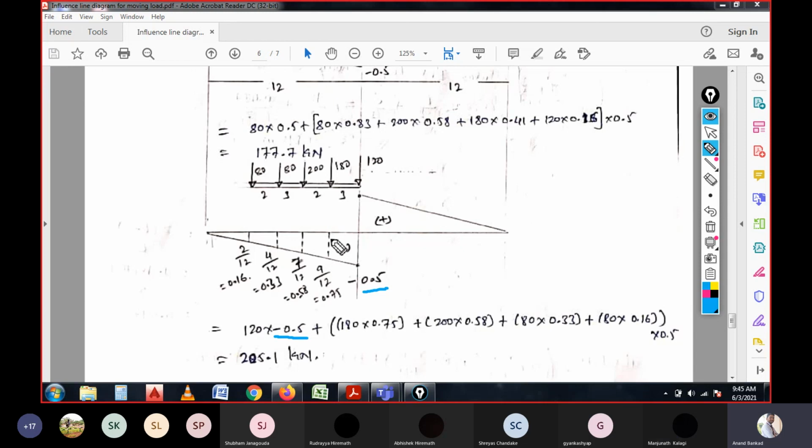See, if you consider the negative sign, it will be in the negative only. See, for example, 180 into 0.75. What you get, I will just write it here by calculation. 180 into 0.75 will be 135. Right? And here it will be negative, you are saying, right? So 200 into 0.58 will be 116. And here it is 80 into 0.33, 26.4.